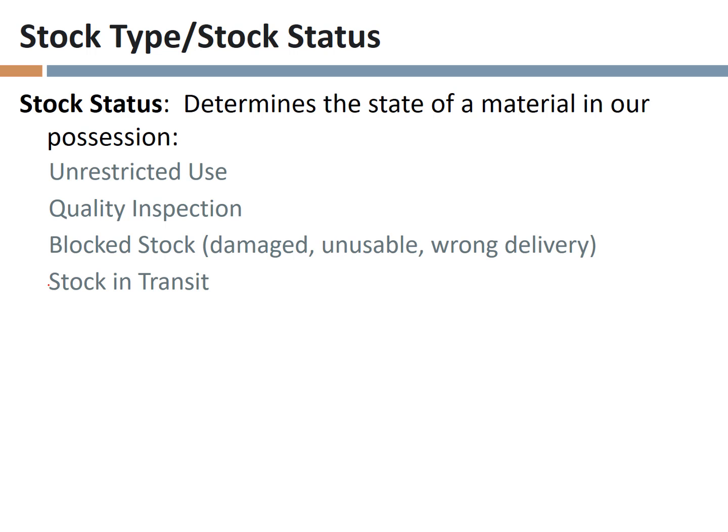Blocked stock is kind of what we do with things that don't pass quality inspection. These are things that we have in our possession, but we don't want to use. They're damaged, they're unusable. Maybe we got the wrong delivery from the supplier, and so we possess them. They're sitting in our storage room in a particular location, but nobody should use that stuff. It's blocked stock. We also have stock status for things like stock in transit.